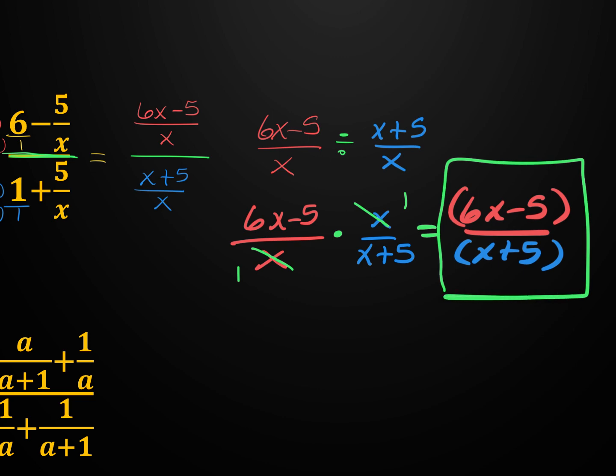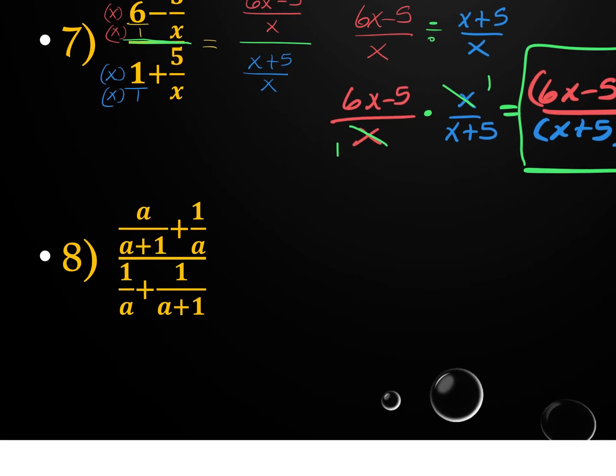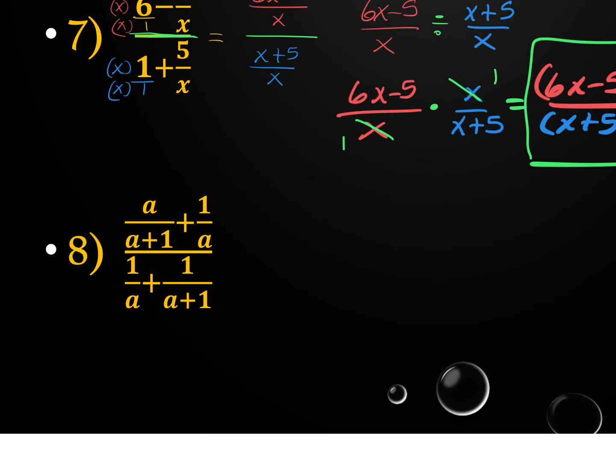Next one, same thing. I need to simplify the numerator and simplify the denominator. So this one's a little more complicated. My LCD here of the numerator is going to be a times (a plus 1). Remember, you can't just put a plus 1 here. It doesn't work that way for LCD. You actually have to multiply to get an LCD.